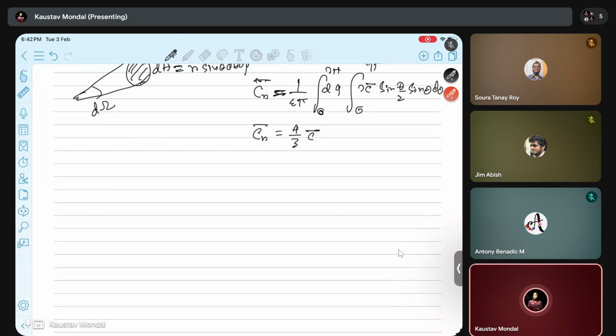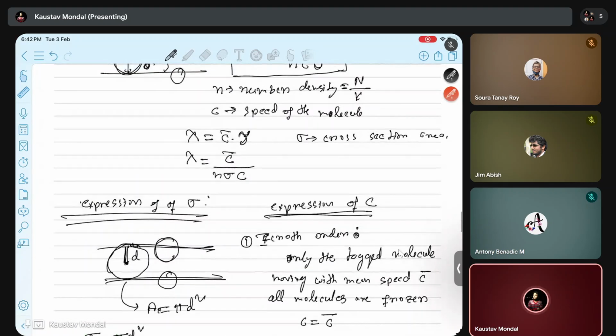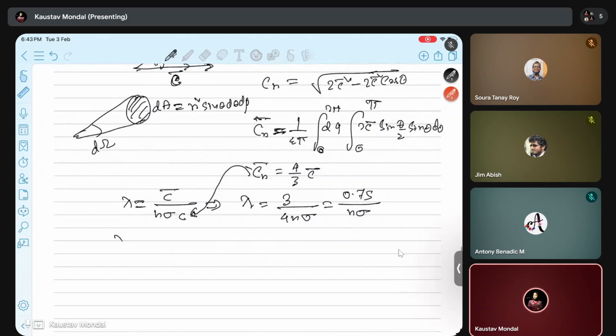Now, if you put it into the expression of lambda, the expression you know is basically c bar by z, that is c bar by n sigma by c. Just plug this cr bar into the expression of c. This gives you lambda equal to c bar by 4 by 3 n sigma, that is kind of 0.75 by n sigma. So this is after the first order correction.